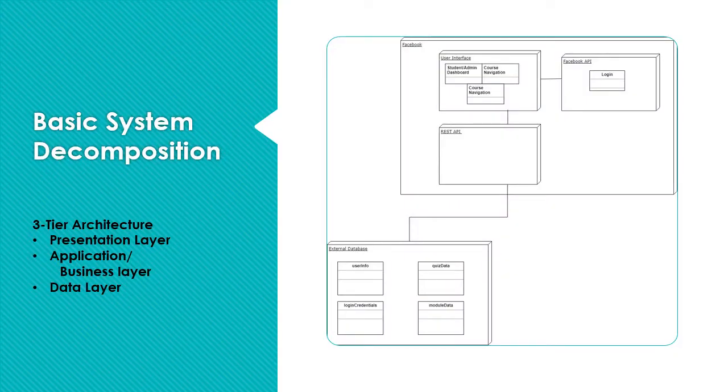So here we have a basic decomposition of the system, which makes use of the three-tier architecture. Hosted in Facebook is the user interface, which the students and admins interact with, which also interacts with the Facebook API for certain functionalities such as logging in. Then connects to a REST API, which represents the application or business layer, which then communicates with an external database, which houses all the user info, quiz data, module data, and other login credentials, which represents the data layer.